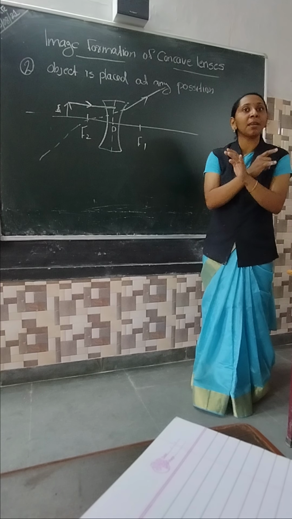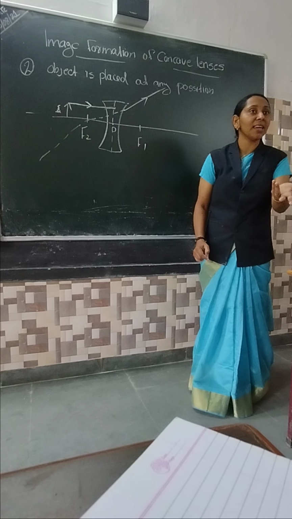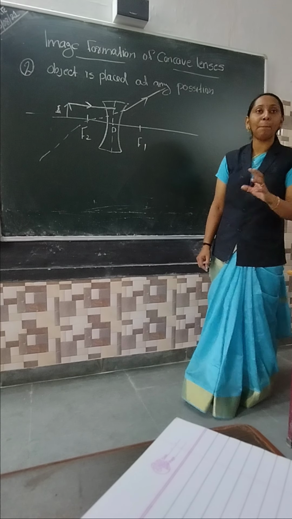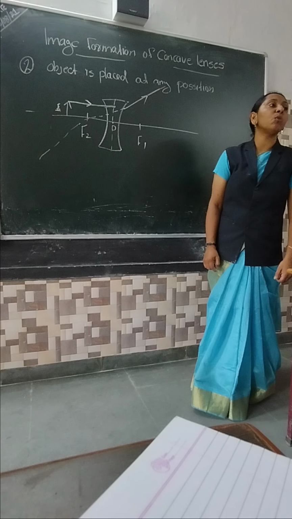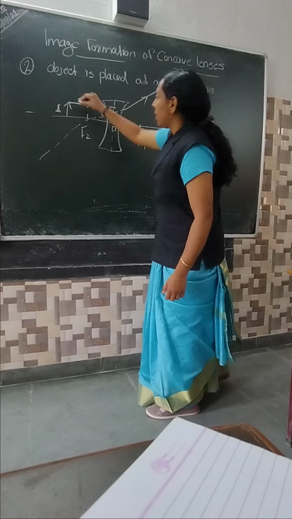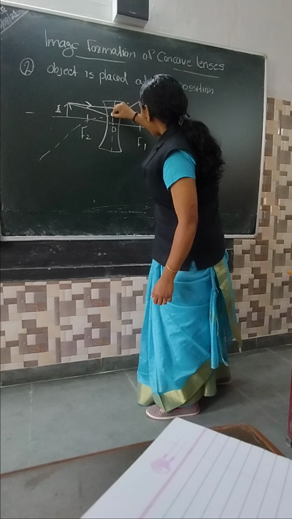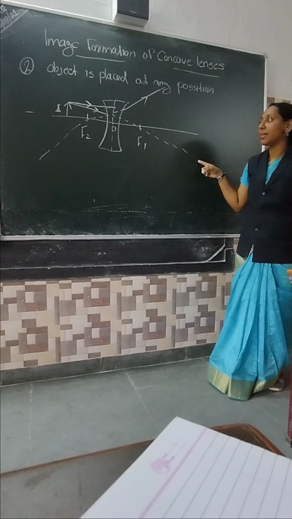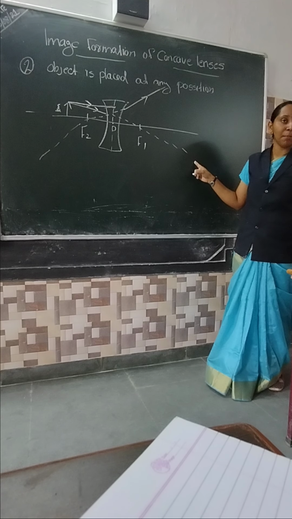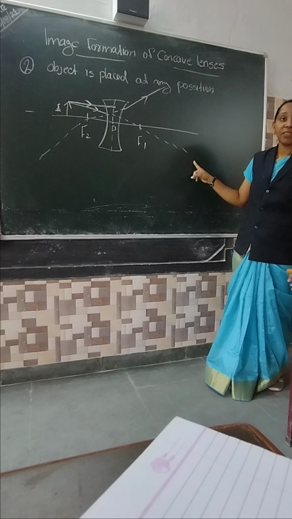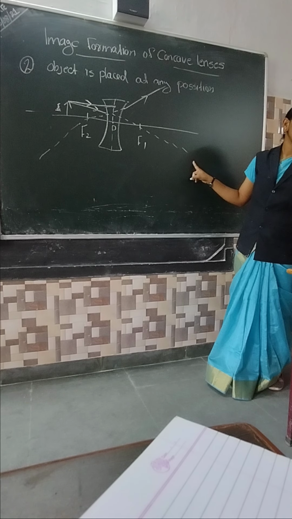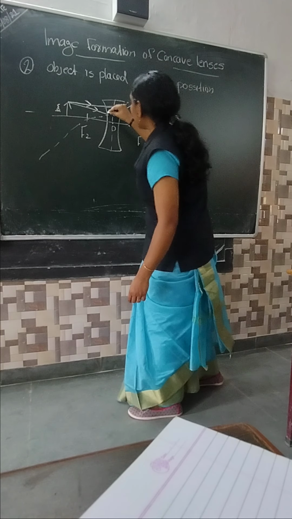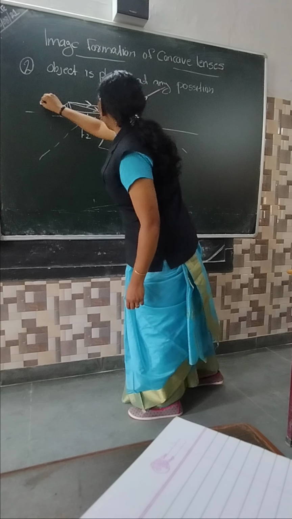I need an intersecting point, right? So I need one more line. Am I right? That's the reason I applied rule number 2. What is rule number 2? An incident ray passing through the primary focus. Look, the extended incident ray is passing through the primary focus. After the divergence, it is parallel to the principal axis.